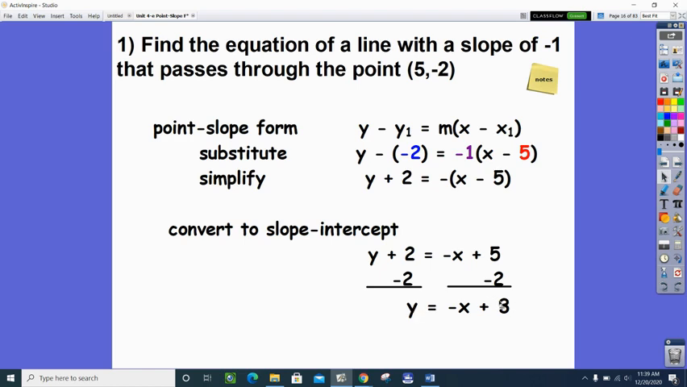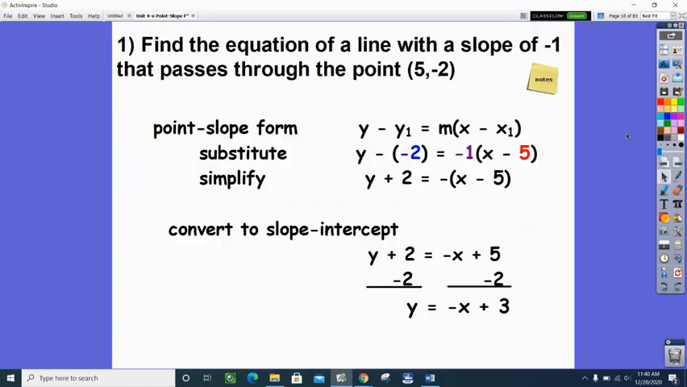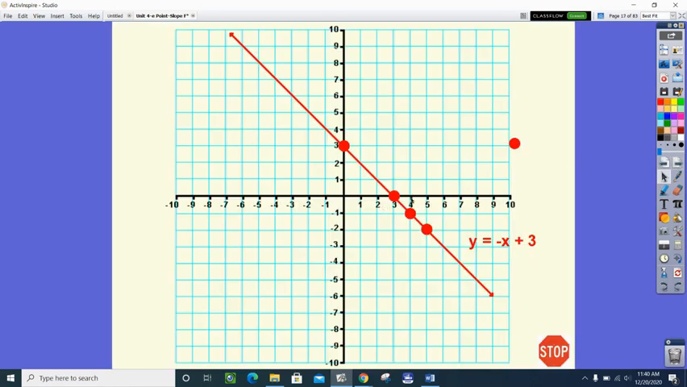And if we wanted standard form, you would just add x, and you'd have x plus y equals 3, right? So those are all three forms that come off of this point-slope form. And here is the line, y equals -x plus 3. So you can see there is the y-intercept, down 1 over 1. You can see that. And you can also go back and just remember the point (5, -2). And if you look at the point (5, -2), this line is going through it.